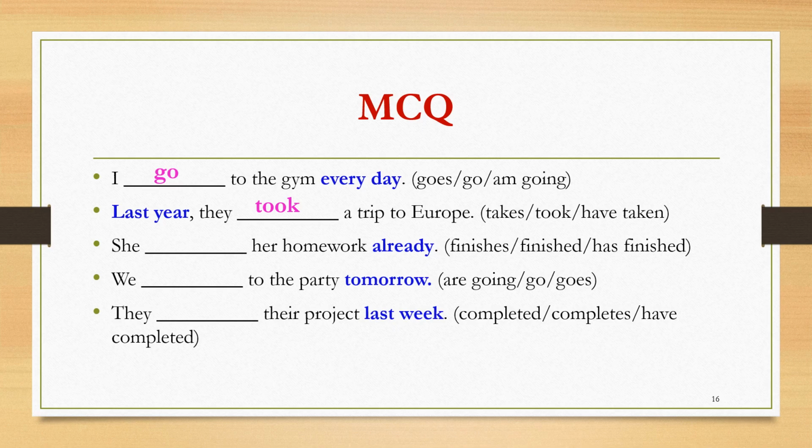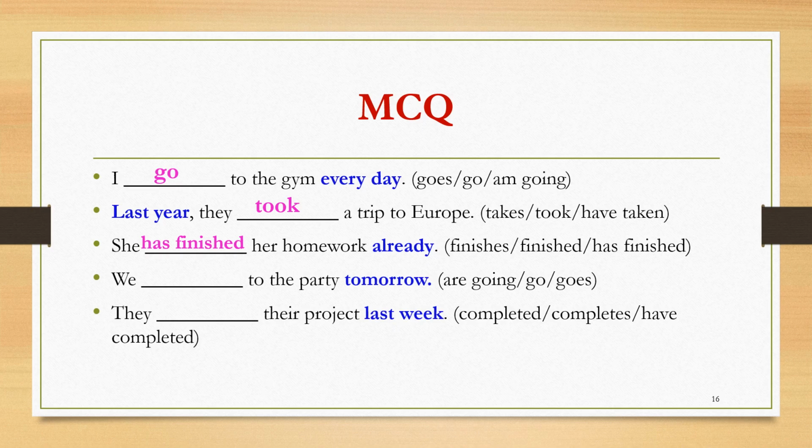She, her homework already. The verb to finish. With the word already, we use the present perfect. So finish will be have finished, but we have here she, so we use has finished. Finish is a regular verb. We only add ed for the past participle. She has finished her homework already.